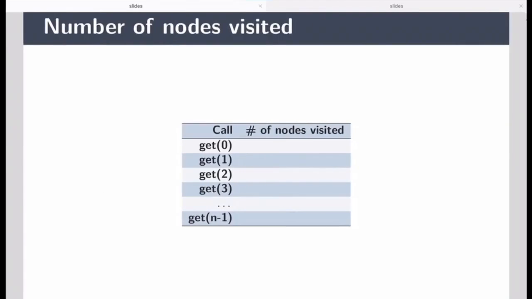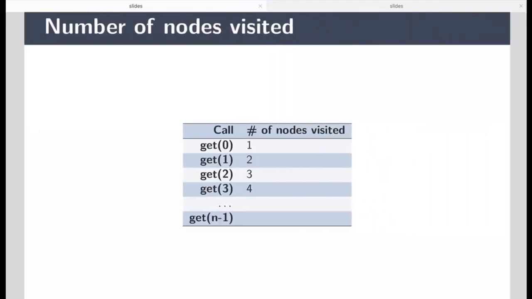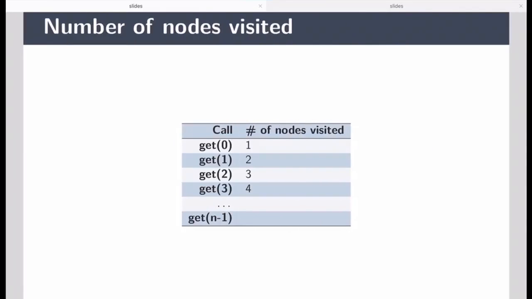This means that a call to get of 0 requires visiting 1 node of the list. A call to get of 1 requires visiting 2 nodes of the list. A call to get of 2 requires visiting 3 nodes of the list. A call to get of 3 requires visiting 4 nodes. In the general case, a call to get of n-1 requires visiting n nodes.